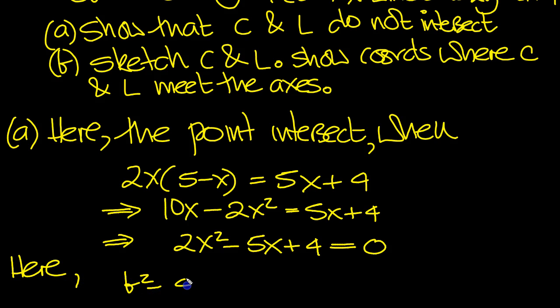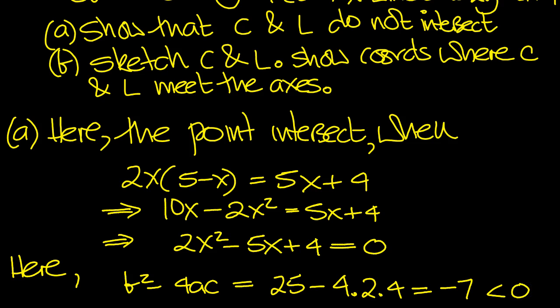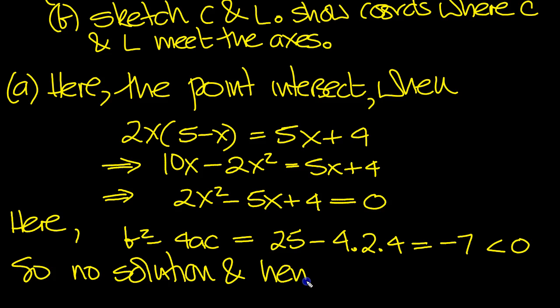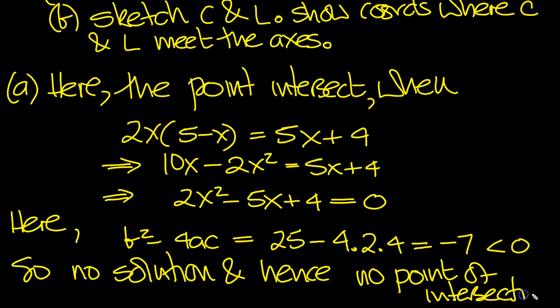Here, b squared minus 4ac then equals b squared, which is minus 5 squared, which is 25, minus 4 times a, 2, times c, which is 4, equals 16 times 2 is 32. 25 take 32 is minus 7, which is less than 0. So no solutions, and hence no point of intersection. Okay, that's part A done then.